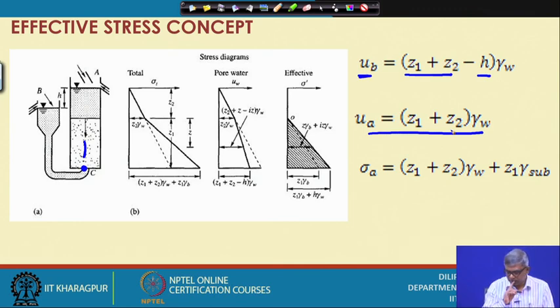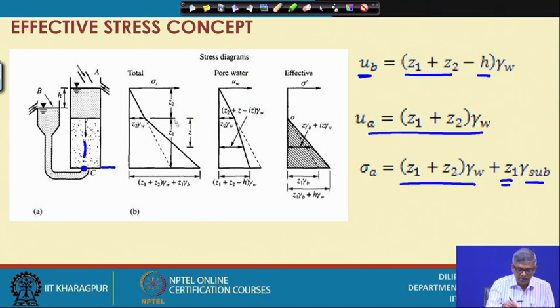And so, if I want to find out sigma a at this point, considering this side, then you can see z 1 plus z 2 gamma w is there, over the entire depth, water head up to this is acting. So, that will be there as the total stress at this point I am calculating. And what is the additional? Because of the soil, since the soil is underwater, it is a submerged condition. So, z 1 into gamma submerged, that I can consider.